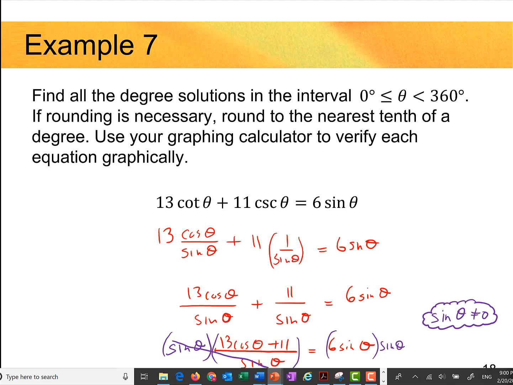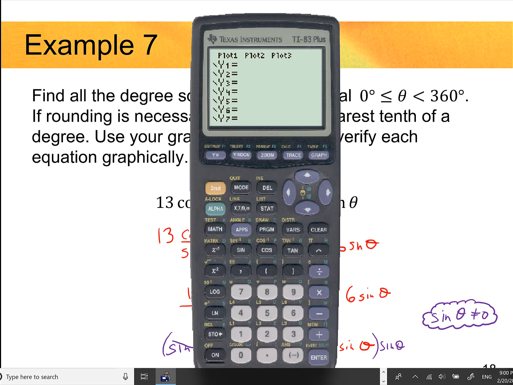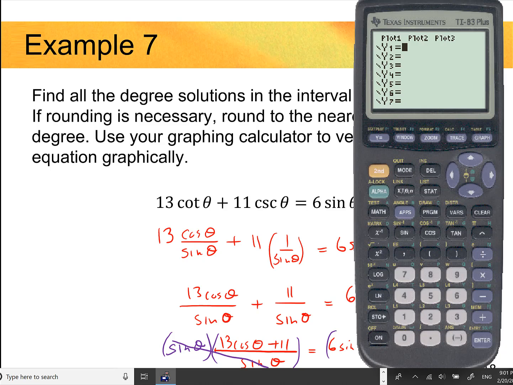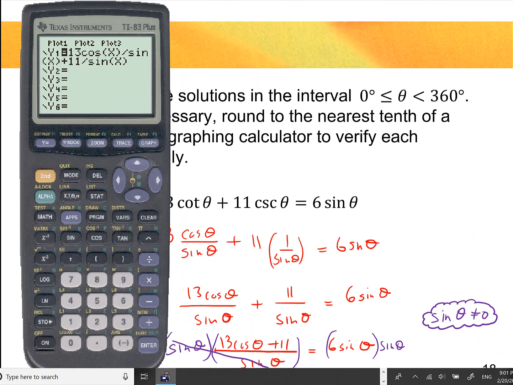Off to the side here, I'm going to punch in 13 cosine of x divided by sine of x, plus 11 divided by sine of x. That's going to be my left side of the equation. My other side is just going to be 6 sine of x. Okay, so there it is. I'm just verifying this answer with a calculator. That's all. So I should get 120 and 240.